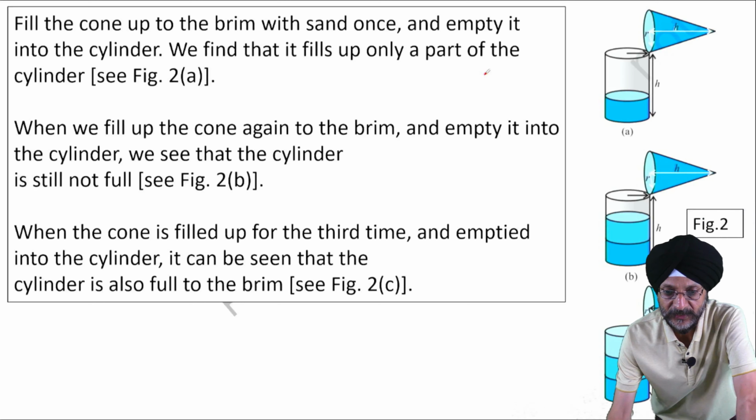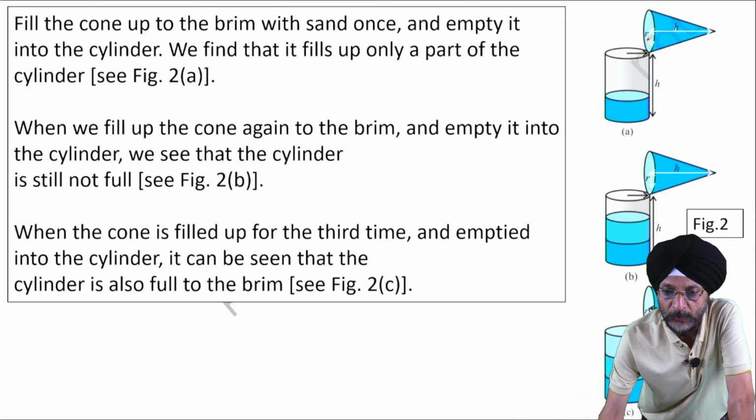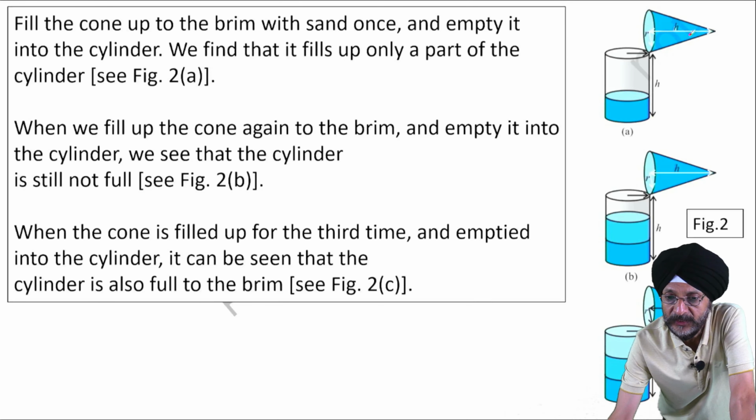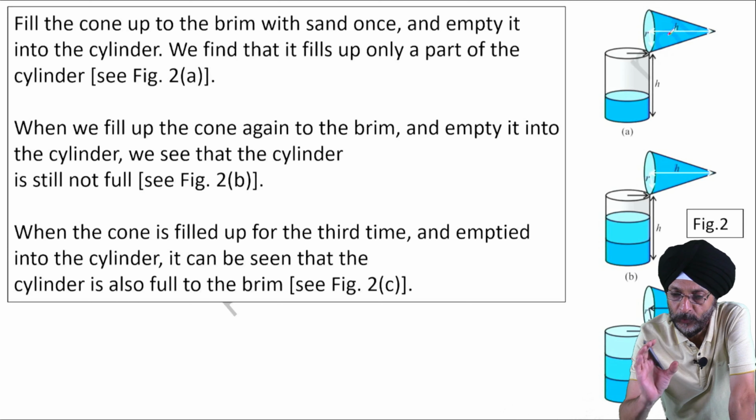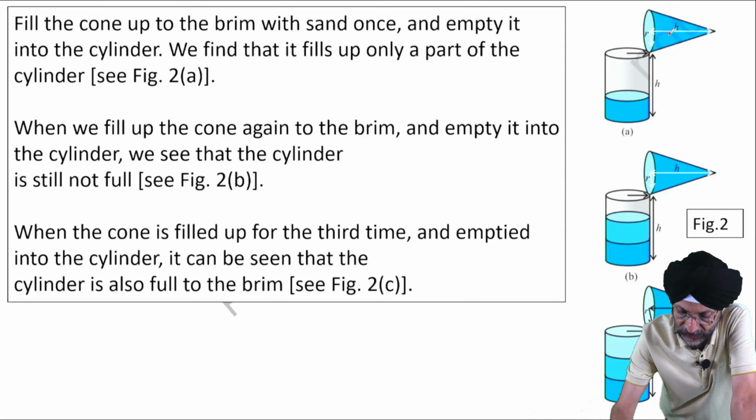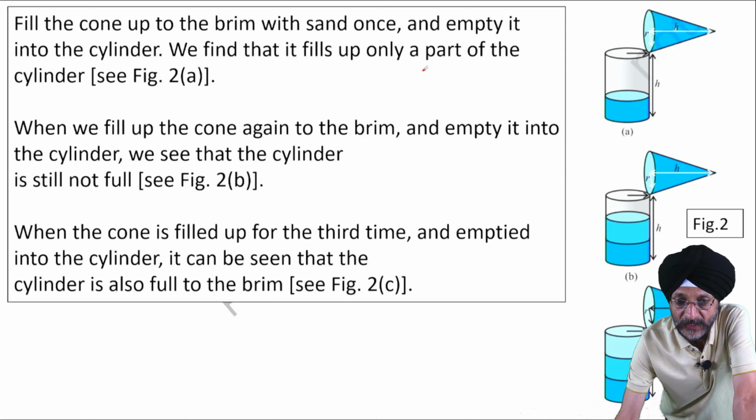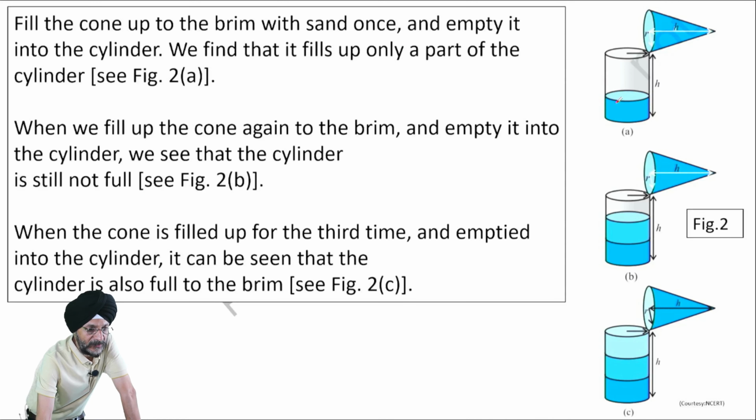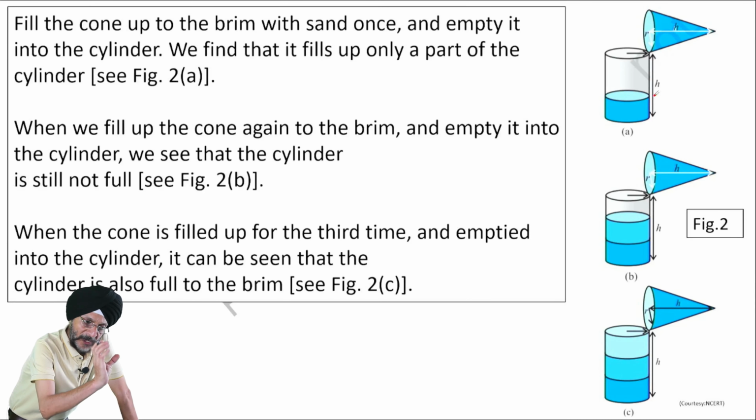Now you can see that first of all we will fill this cone with sand fully up to the brim, and we will then empty it into the cylinder. When we empty this cone into the cylinder, we will find that this cylinder is only filled partially.